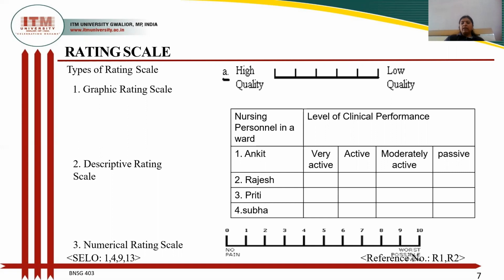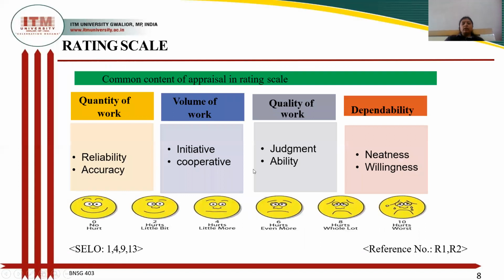So in this type we can rate a particular attitude, a particular performance of a person, or what feeling the person is feeling. So he can rate it through the rating scales. Next comes the question: what is the common content of the appraisal in the rating scale?